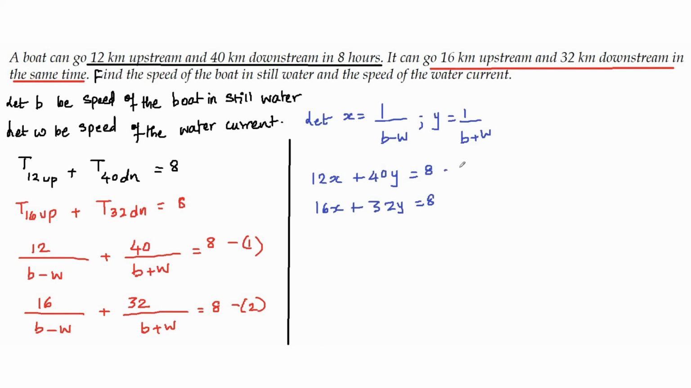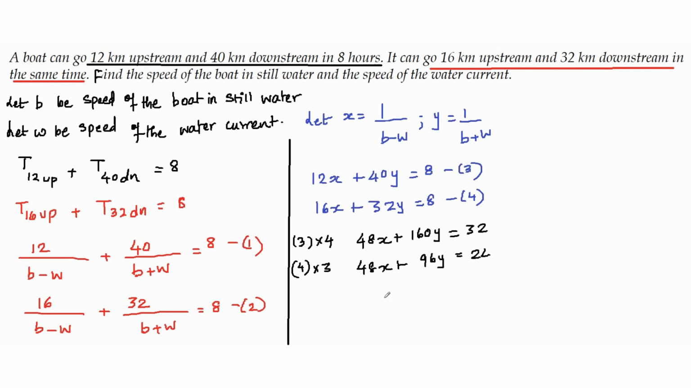But what I will do is I will just proceed with these equations as they are, and let me eliminate x. So 48 is the LCM. So let's multiply the third equation by 4 and fourth equation by 3. So you get 48x plus 160y is equal to 32. And the fourth equation is multiplied by 3. So again 48x plus 96y is equal to 8 3s are 24. Now if you subtract, you will get the value of y. So let's subtract, and you get 64y is equal to 8, which means y equals 1 by 8.